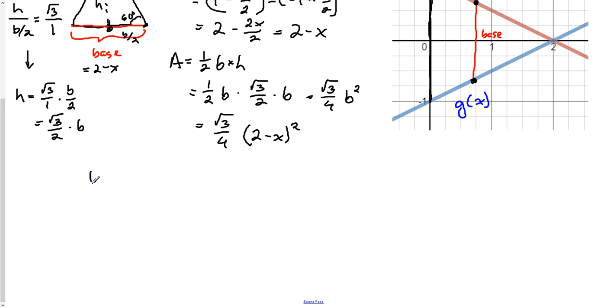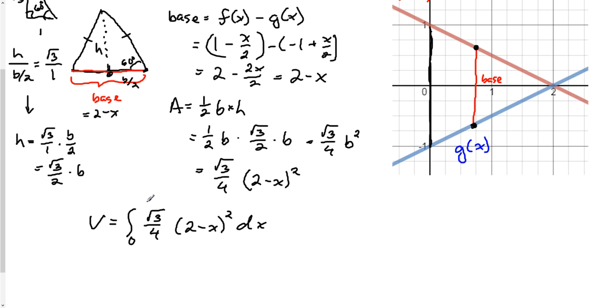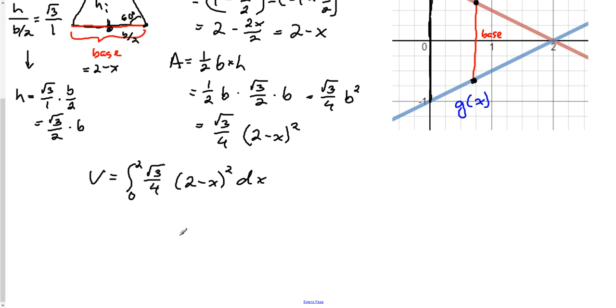So now we just want to integrate to find our volume. Our volume is going to be the integral of this expression for the cross-sectional area, root 3 over 4 times 2 minus x squared. We're going to integrate with respect to x, and we can see from our diagram that we're going to start at a value of 0 and go to where these two lines intersect at x equals 2. So we want the integral from 0 to 2 of root 3 over 4 times (2 minus x) squared dx.